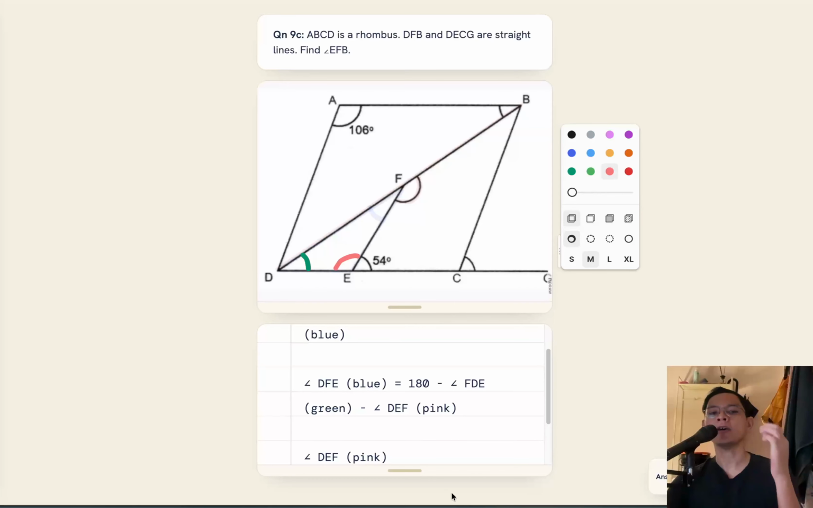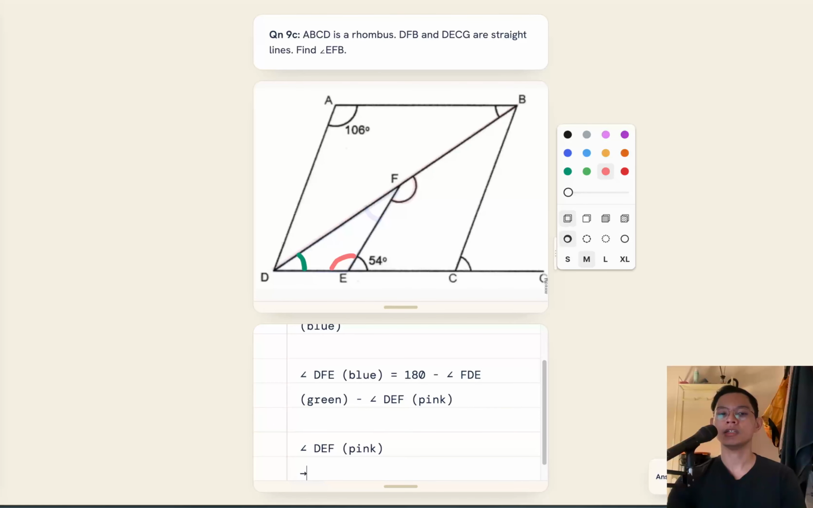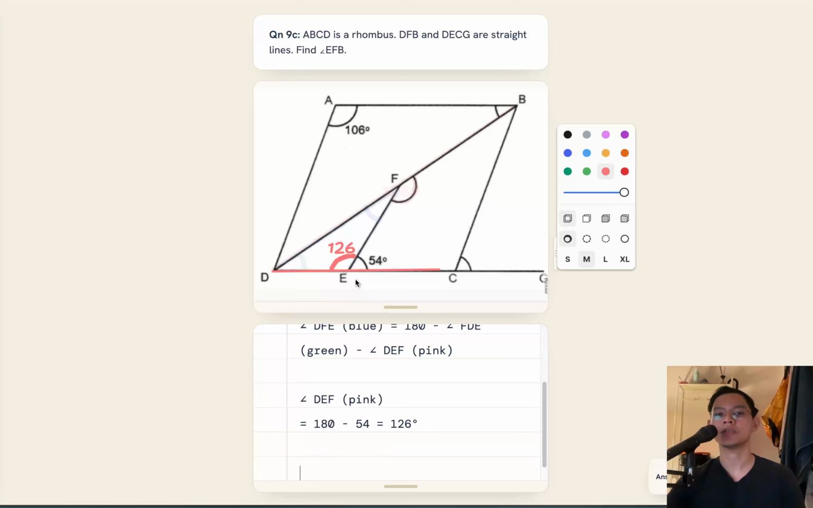So angle DEF is basically equal to 180, and it is part of a straight line, as you see over here. So 180 minus 54 will give us 126 degrees. Angle DEF is 126 degrees. Okay, very good. Now we are just left with the other one.